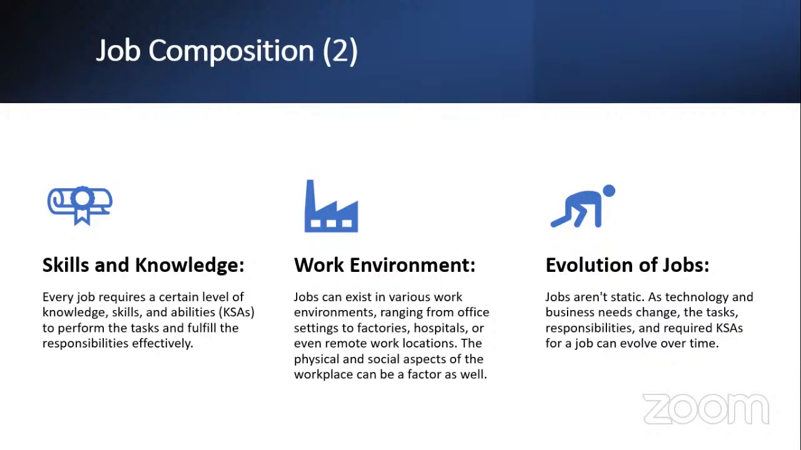So, work environment. Jobs can exist in various work environments, ranging from office settings to factories, hospitals, or even remote work locations. The physical and social aspects of the workplace can be a factor as well. And we look at evolution of jobs. Jobs aren't static. As technology and business needs change, the tasks, responsibilities, and required knowledge are also important, and a job can evolve over time. Okay, this is talking about job evolution.